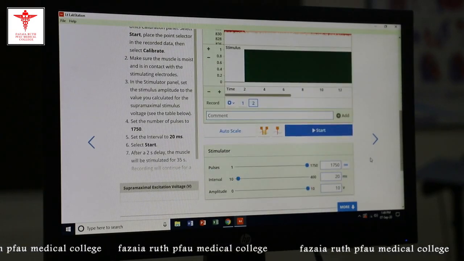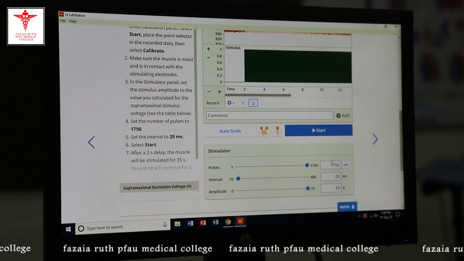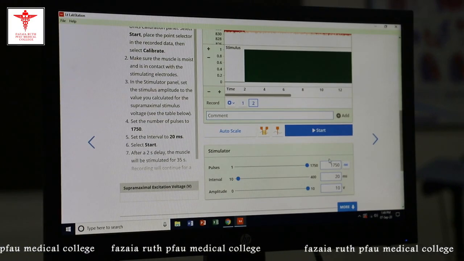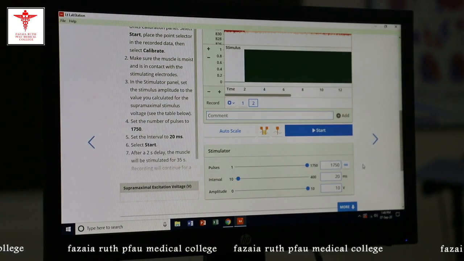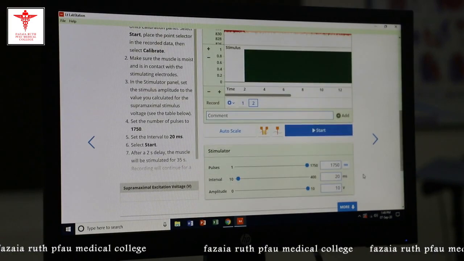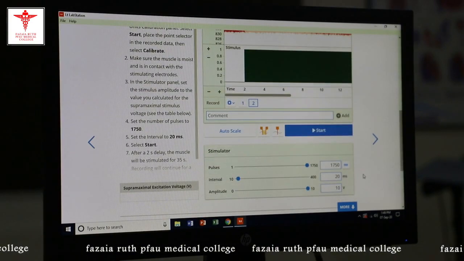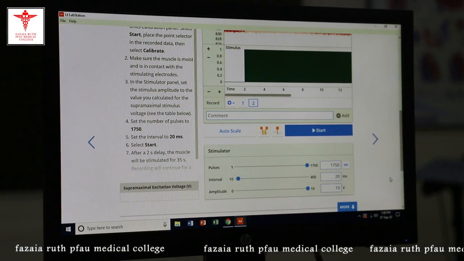But the point to be noted here is the amount of pulses. If you see, we are using 1750 pulses. Can you relate the amount of pulses and the time interval? We decrease the time interval and we increase the pulse.